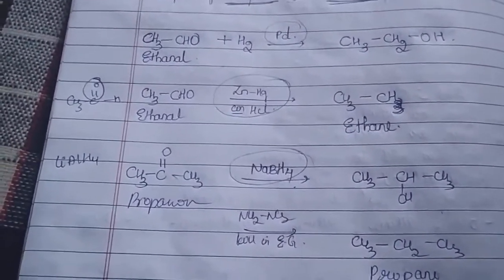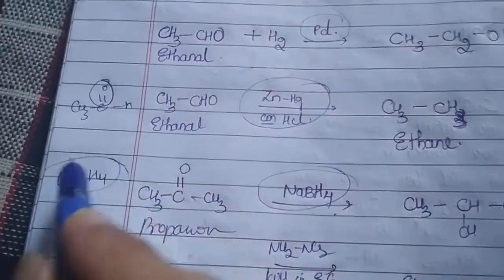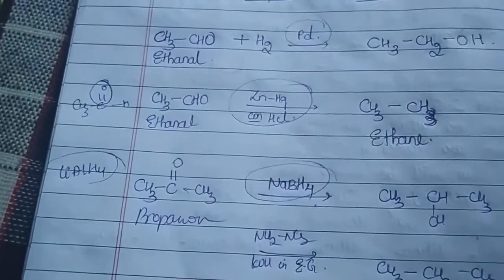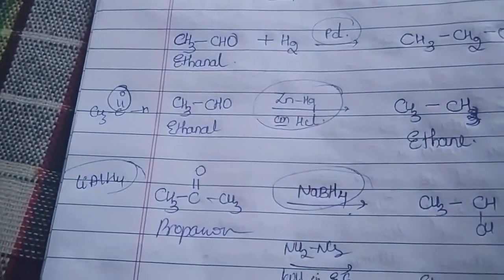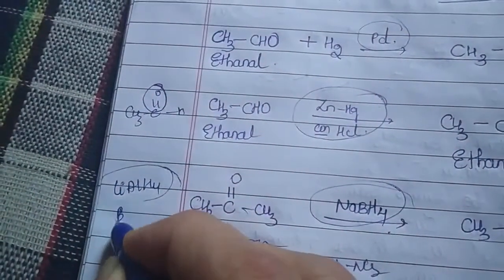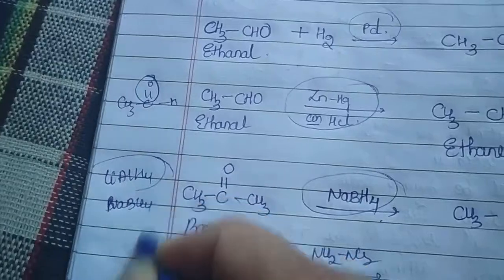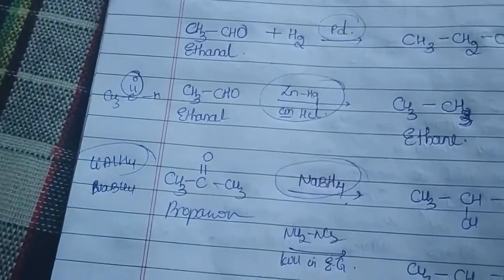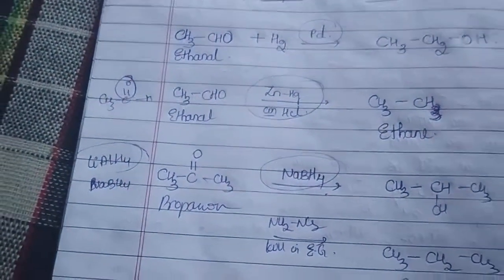If the same carbonyl compound is treated with lithium aluminum hydride, once again, if it is an aldehyde, you will get a primary alcohol. If it is a ketone, you will get a secondary alcohol. Similarly, you have to remember sodium borohydride, and also zinc amalgam in concentrated HCl. So these are some important reducing reagents.